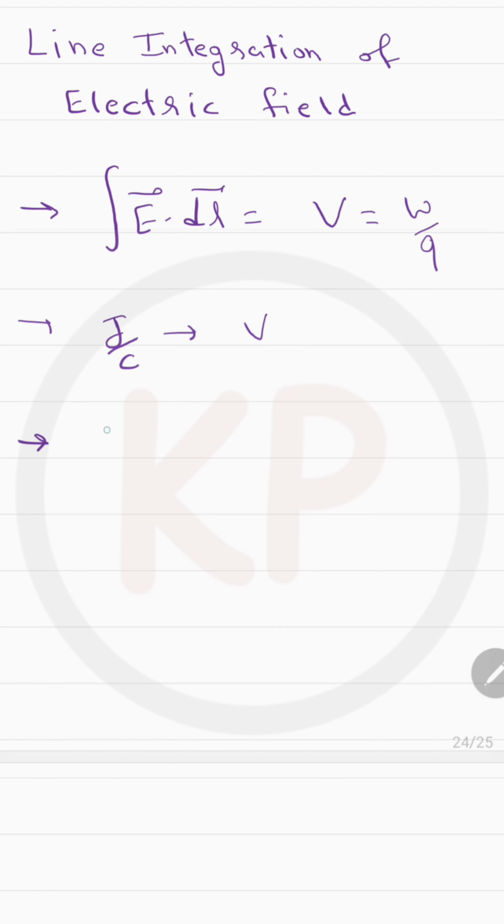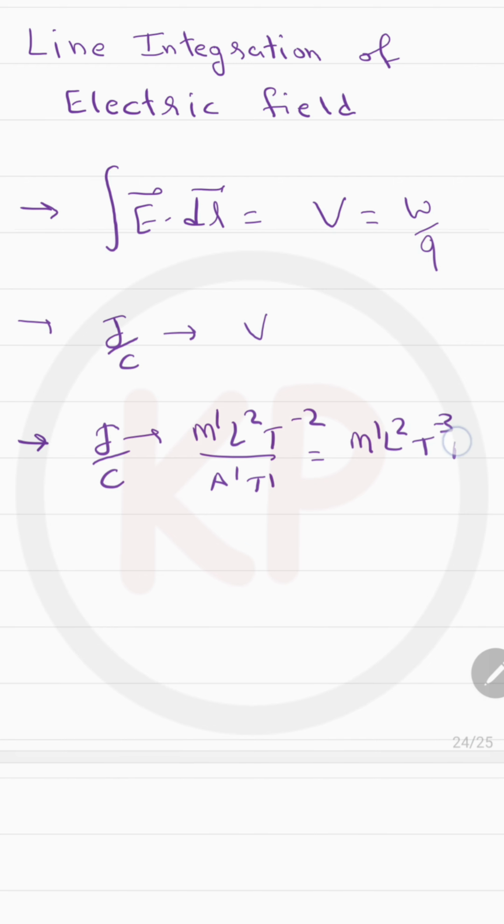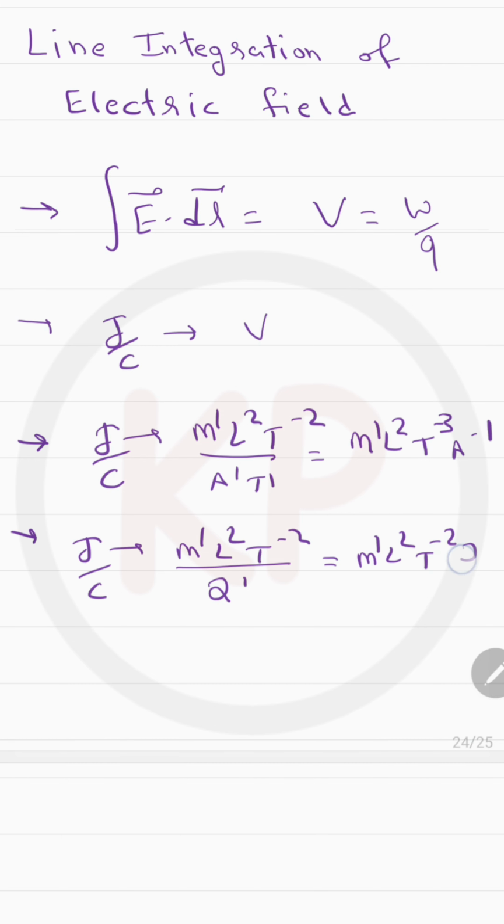Its dimensional formula will be, see, this is joule per coulomb. Joule means M1 L2 T minus 2. Coulomb means A1 T1. So this will become M1 L2 T minus 3 A minus 1. Then if the coulomb is taken as a base quantity, joule means M1 L2 T minus 2 by coulomb means Q1. This will become M1 L2 T minus 2 Q minus 1.